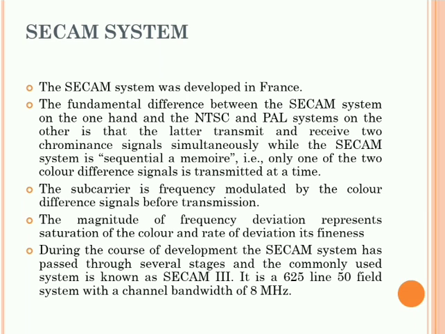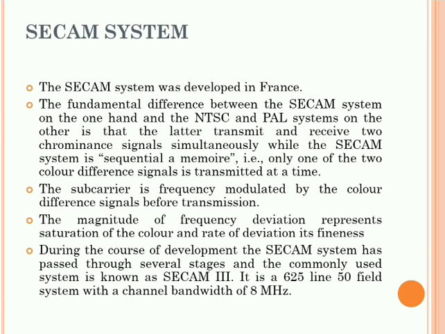The fundamental difference between the SECAM system on the one hand and the NTSC and PAL systems on the other hand is that the latter transmit and receive two chrominance signals simultaneously, while the SECAM system is sequential, that is, sequential color with memory. Only one of the two color difference signals is transmitted at a time. As we have seen in NTSC, both the color difference signals, R minus Y and B minus Y, were transmitted, but in this particular SECAM system only one color difference signal is transmitted at a time.